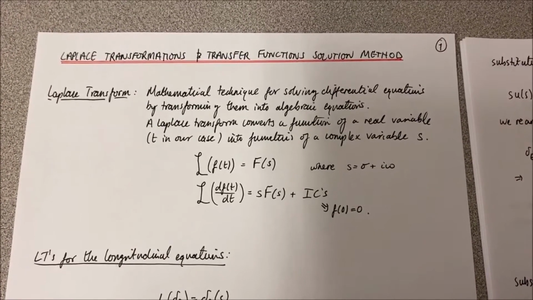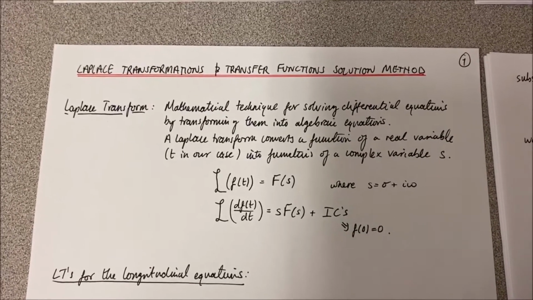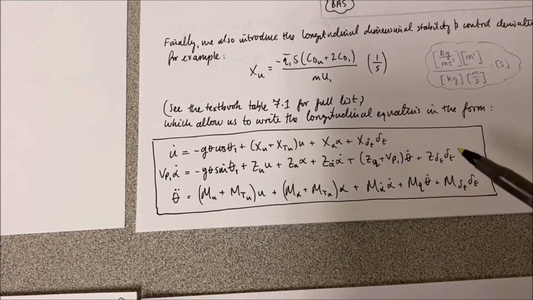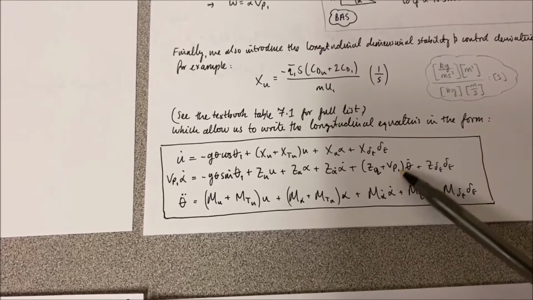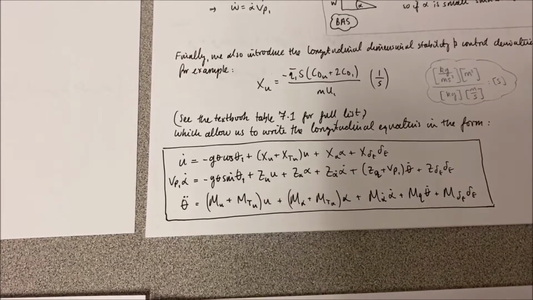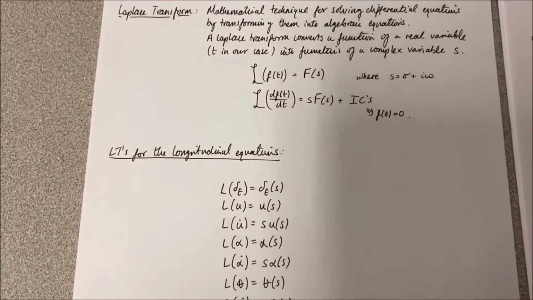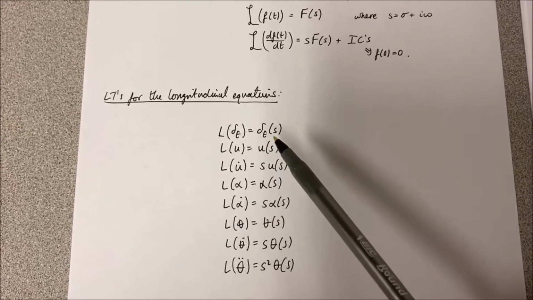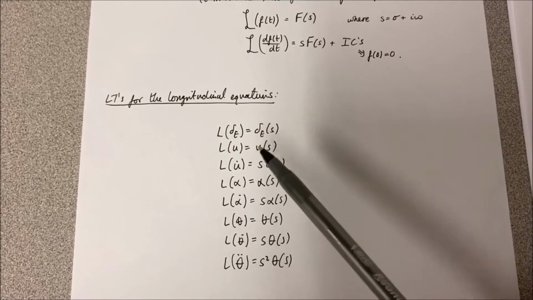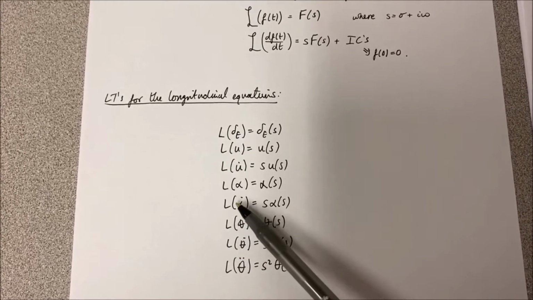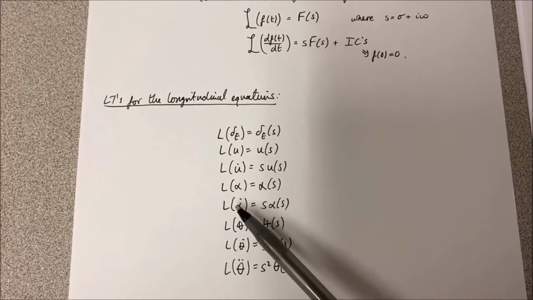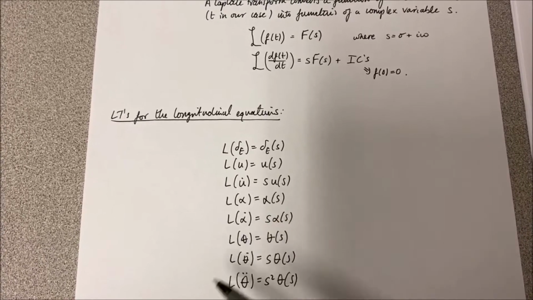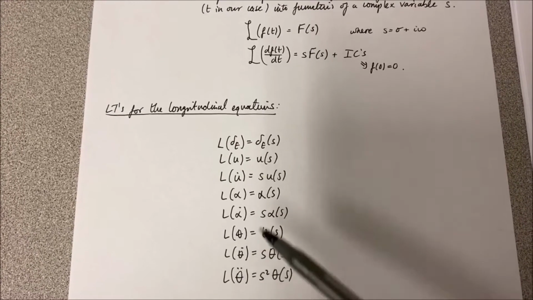So the first thing we're going to do with this is return to our longitudinal equations. These are the ones that we just derived up here, and we're going to define some Laplace transforms for some of these variables. So that's what we're doing over here. We're defining the Laplace transform of the elevator deflection as a function of our complex variable, and so on and so forth. You can see here where I have derivatives like the Laplace transform of alpha dot. We use this up here, so we have the complex variable s multiplied by alpha of s, and so on and so forth.